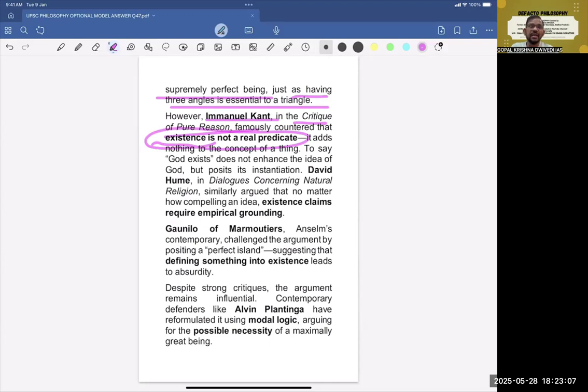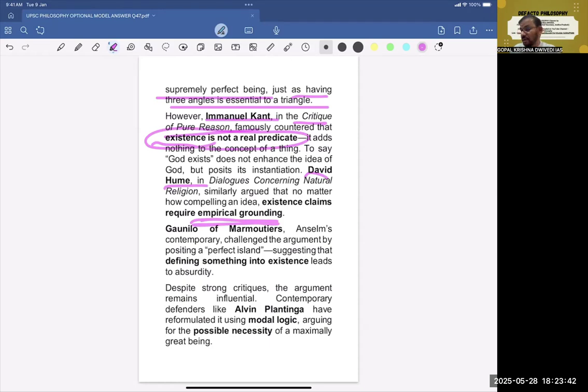So to say that some perfect being is there, therefore it necessarily exists, is not correct. Again, David Hume, another critic, in Dialogues Concerning Natural Religion, argued that no matter how compelling an idea, existence claims require empirical grounding. So Hume said that an a priori argument will not be accepted. Unless there is empirical proof or empirical grounding, existence cannot be proved. So this is Hume's critique.